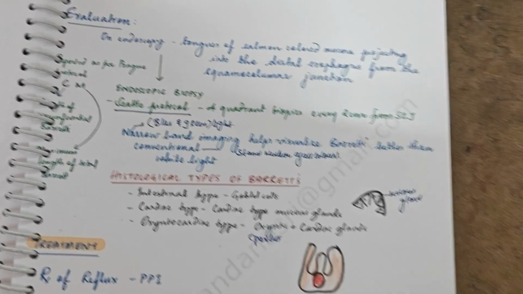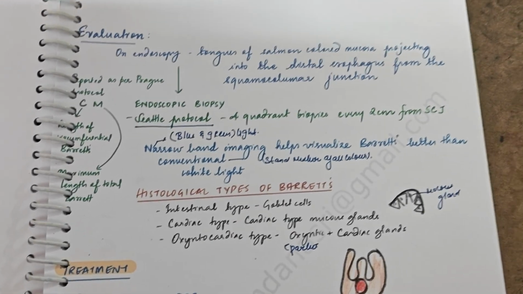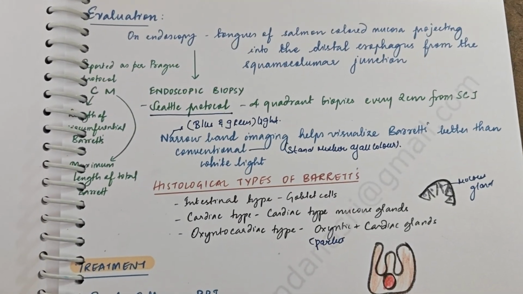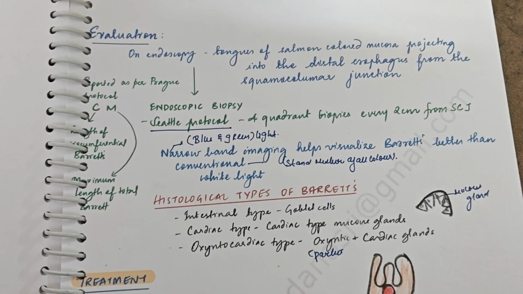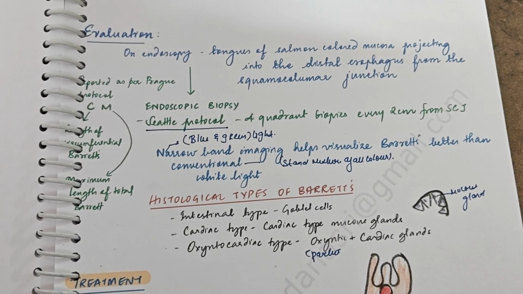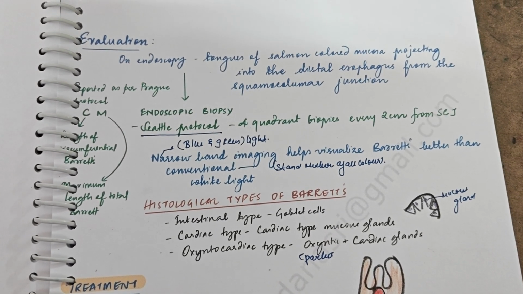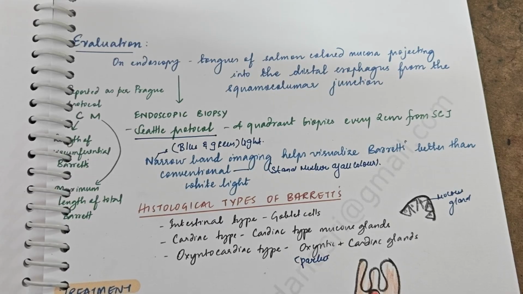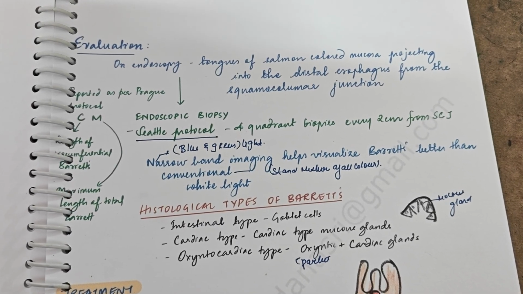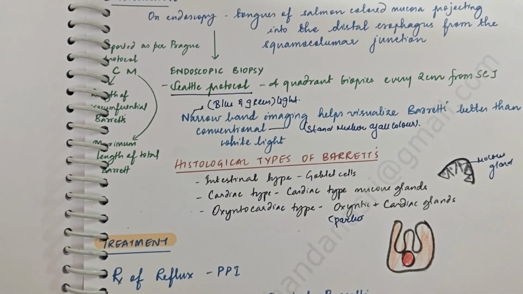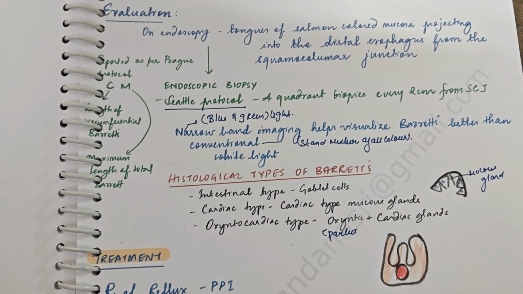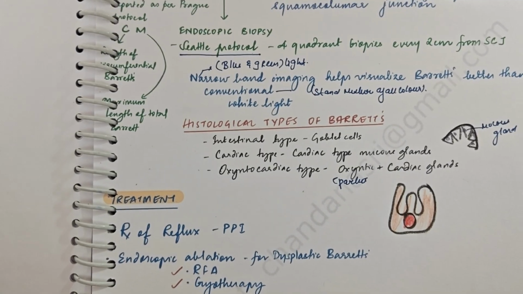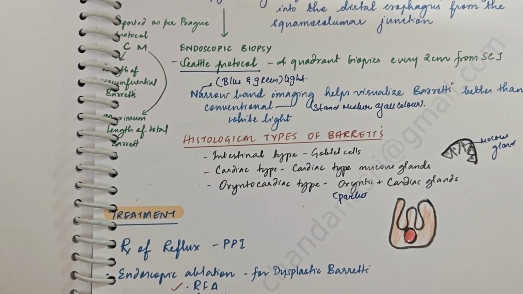Let us finish the session by reading these points. How will you evaluate? On endoscopy, tongues of salmon-colored squamo-columnar mucosa project into the distal esophagus from the squamo-columnar junction. We have already discussed the Prague protocol: C is the circumferential extent of the Barrett's, and M is the maximum length of the total Barrett's.